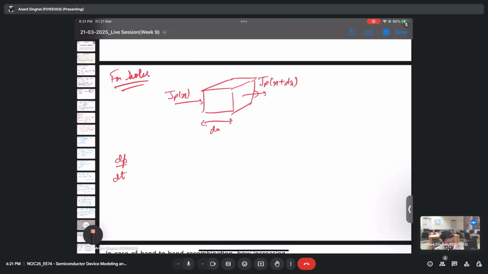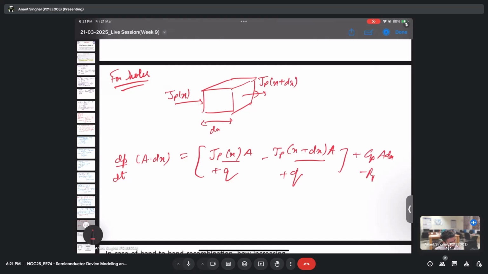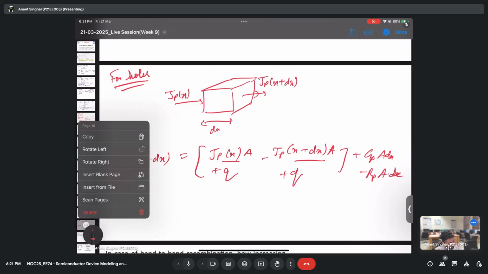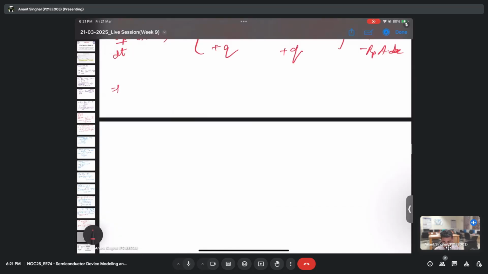I multiplied by A dx at both the sides, and on multiplying what I'm getting is Jp at x. Okay, let me write the equation first and then I'll not write the Taylor series expansion part. I'll only write the solution. So this is again q, so now this will be plus q because of the holes, plus again Gp A dx minus Rp A dx. And now doing the Taylor series expansion, I'll reach to the x plus dx terms. From that the Jp at x term will get cancelled out and I'll reach to again the same thing, minus 1 by q dJp over dx plus Gp minus Rp.